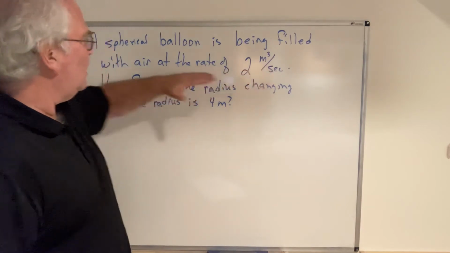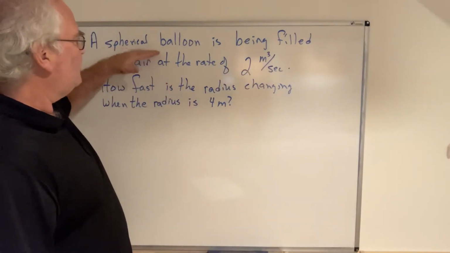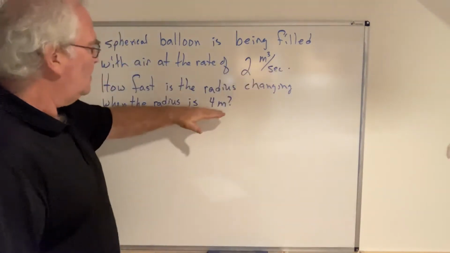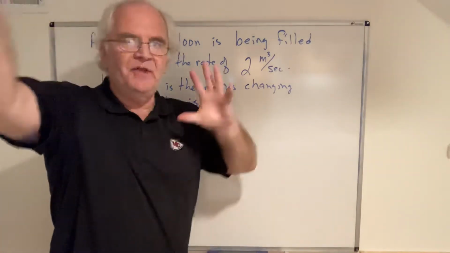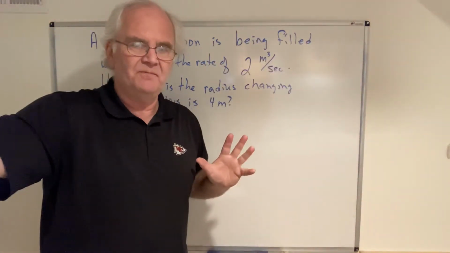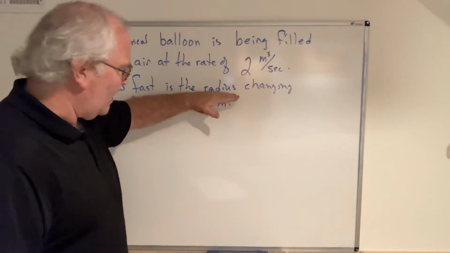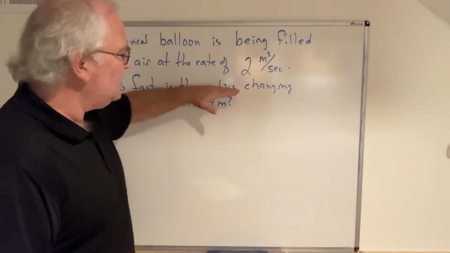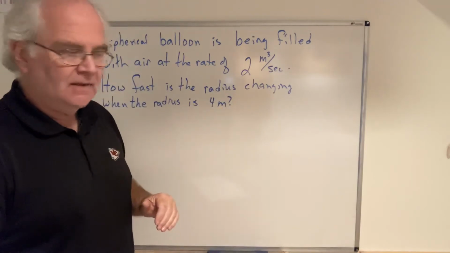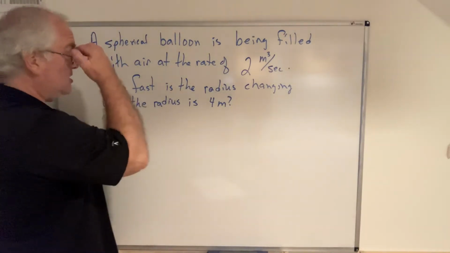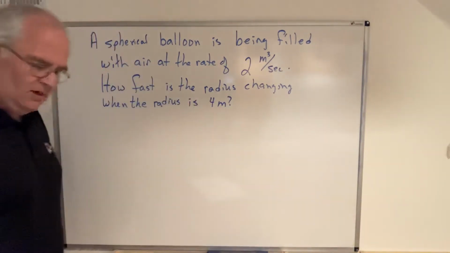Everything is changing. The area is changing. The volume is changing. The radius is changing. All things are changing with respect to time. And we want to find how fast, not what is the radius, but how fast is it changing? We want to find how fast the radius is changing when the radius is 4 meters.